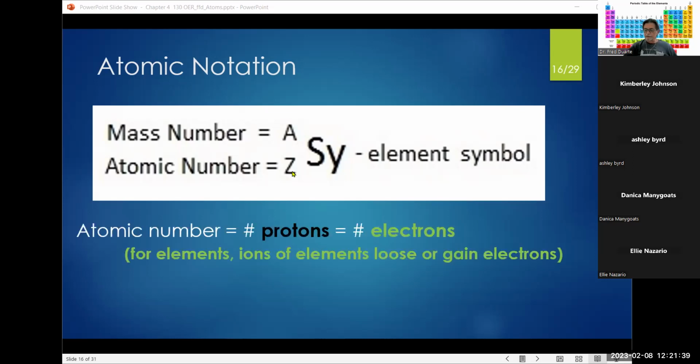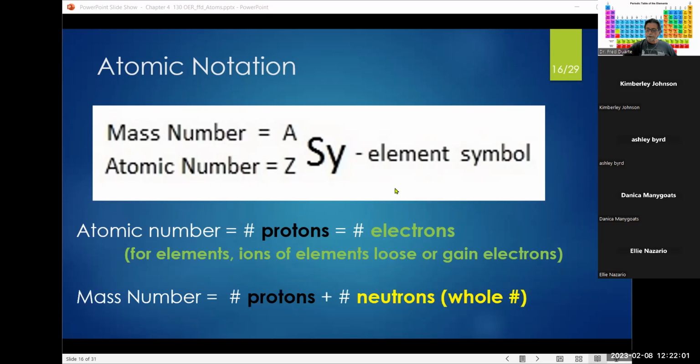There are 118 elements, with atomic numbers from 1 to 118. 1 represents hydrogen. The atomic number represents the number of protons, which equals the number of electrons. So element number 1, hydrogen, has 1 proton and 1 electron. The mass number, being a whole number, is represented by the number of protons, which is the atomic number, plus the number of neutrons.